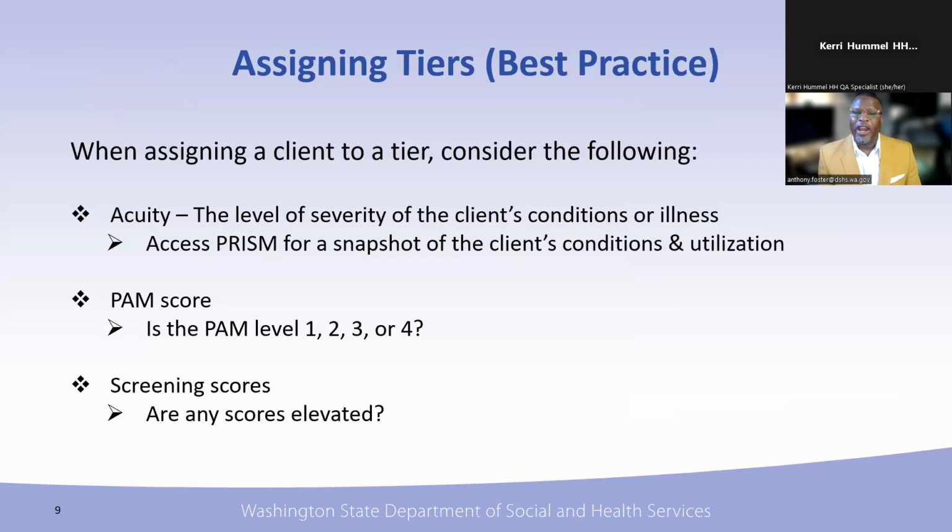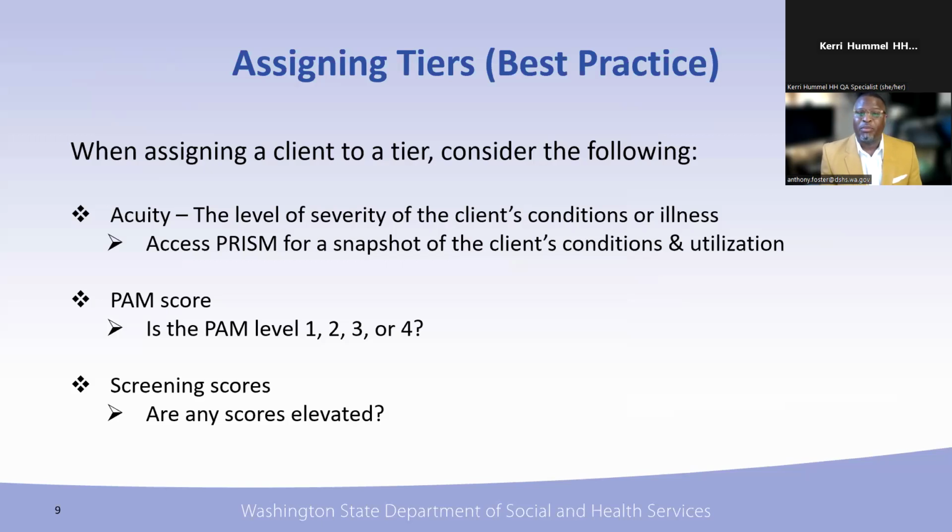So when you are assigning a client to a tier, please consider the following: their acuity, the level of severity of the client's conditions or illnesses. You know, there's that PRISM again, you can access PRISM for a snapshot of the client's conditions and utilization. Their PAM score, what is their PAM level? 1, 2, 3, or 4? Do they have any elevated screenings that are related to conditions?